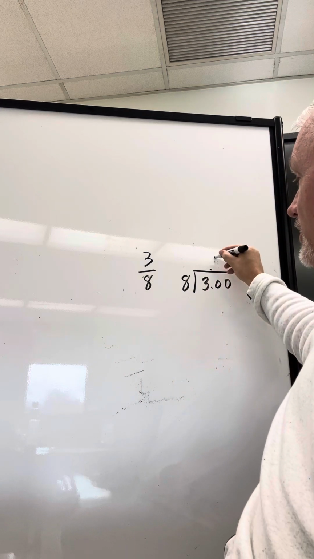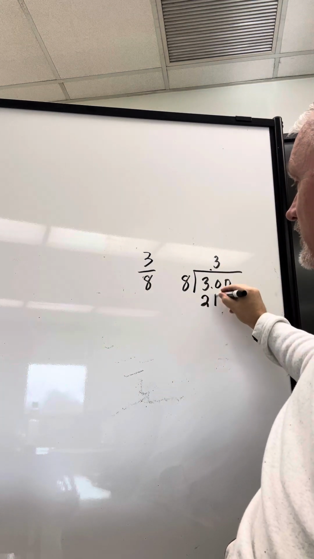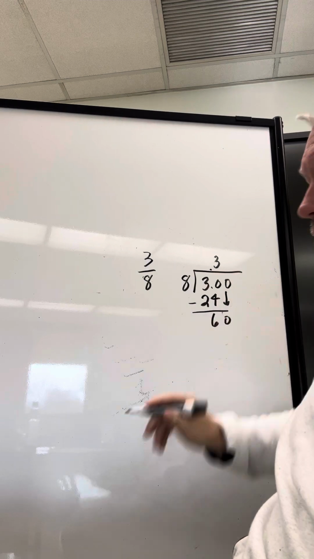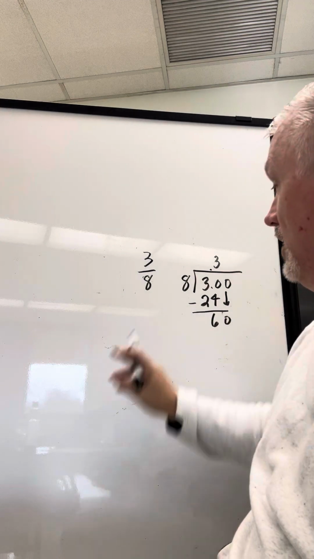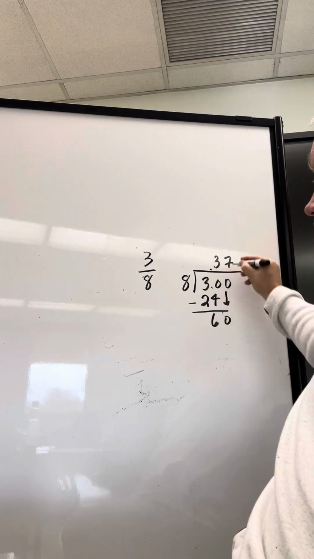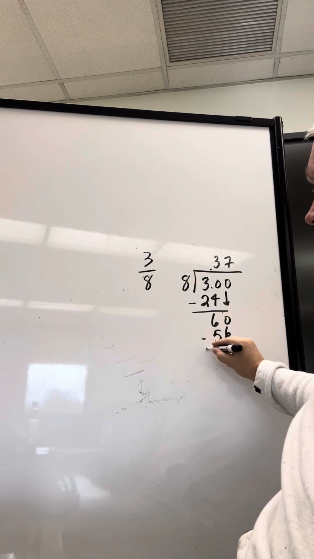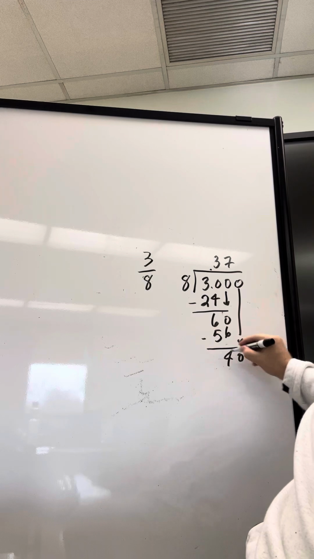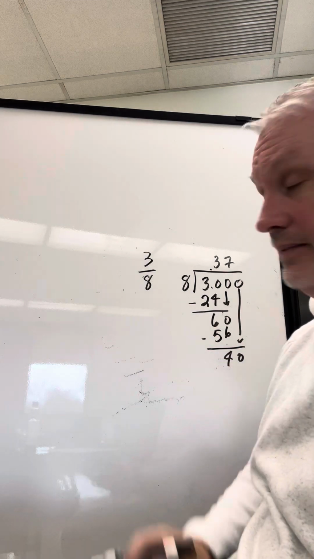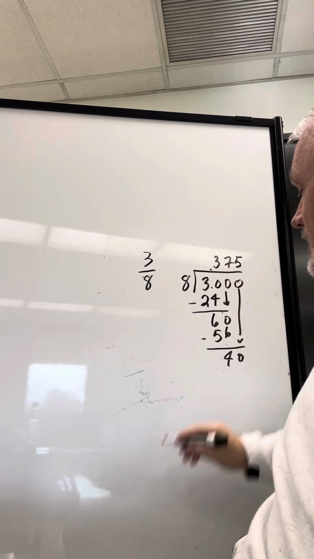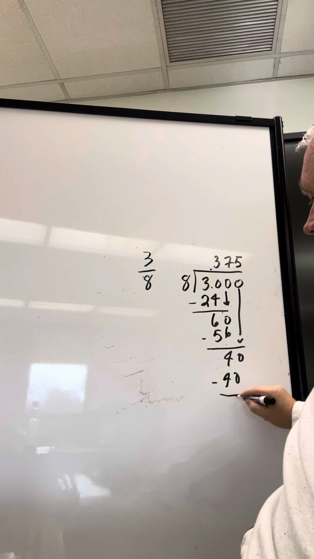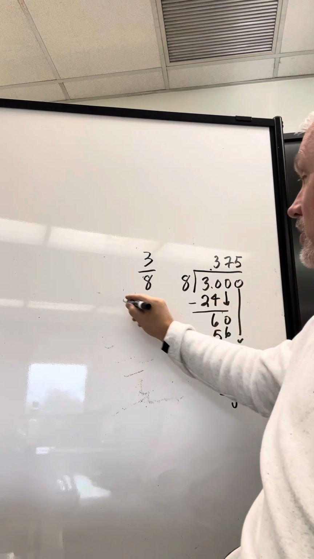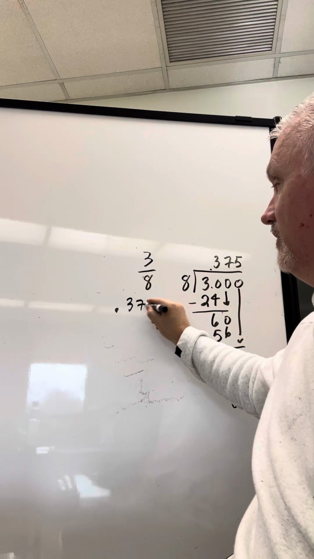8 goes into 30 3 times. That's 24. Subtract, 6, bring down the 0. Now 8 goes into 60 7 times, which is 56. Subtract. That's a 4. Now if I add a 0 there, now 8 goes into 40 evenly 5 times, which is 40, and now I have a remainder of 0. Well, that's good. So now I have my decimal, 0.375.